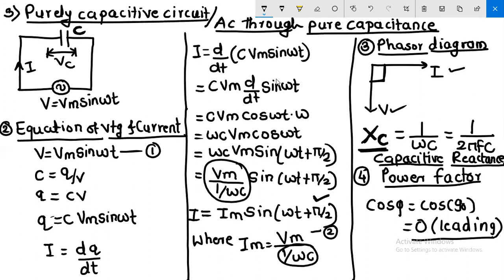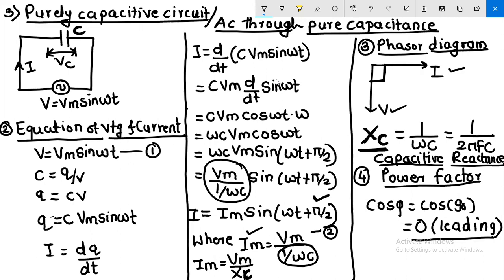And what will be the formula for maximum current? Im is equal to Vm divided by Xc. You can write the formula this way also, Im is equal to Vm divided by Xc. Is it correct? Got it, everyone? Okay, now what you have to do?